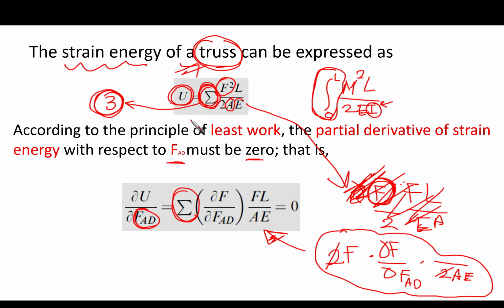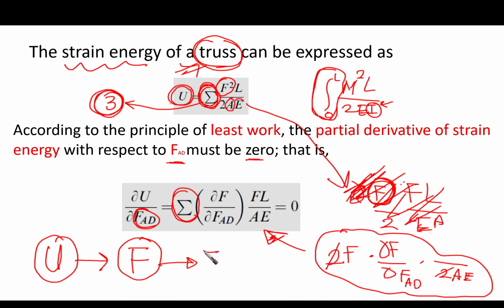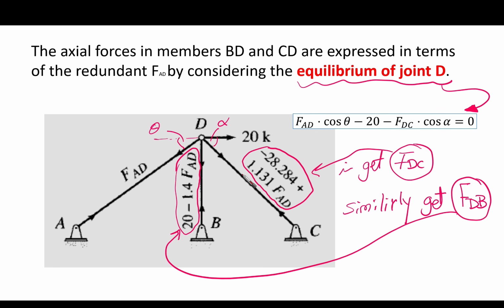Okay, so now, as we have done before, we need first of all to get U, the strain energy, as a function of F, and we have already done this here. Then F, we need to obtain it as a function of what? Our main redundant, which is F of AD. So this is the sequence of our solution. Now we obtained U as a function of F. Now we need to go to the next step, which is F as a function of F AD, our main redundant. Okay. Now let's go to the second part.